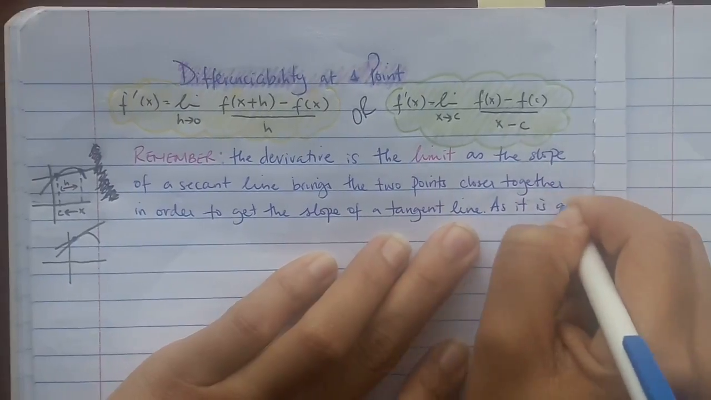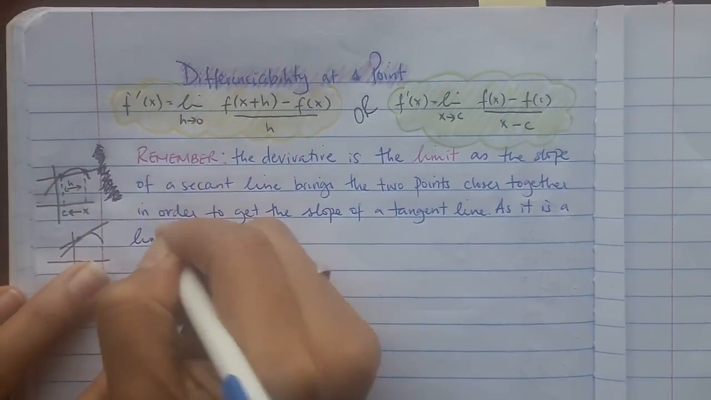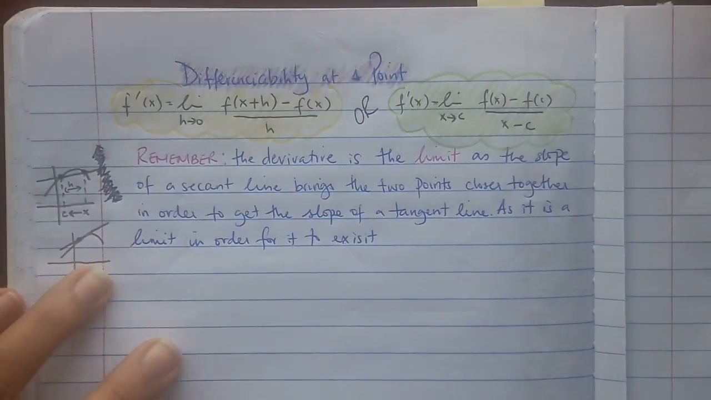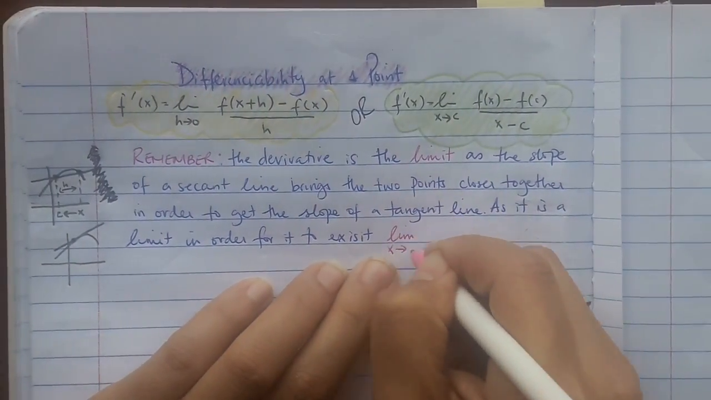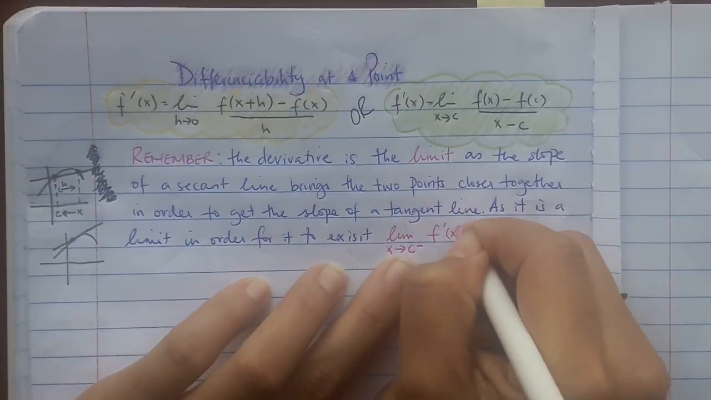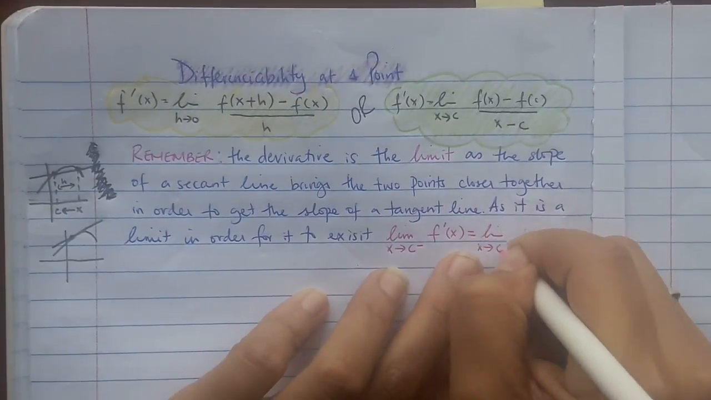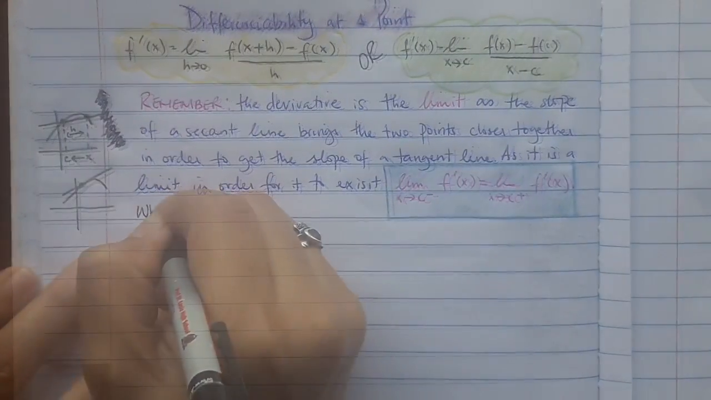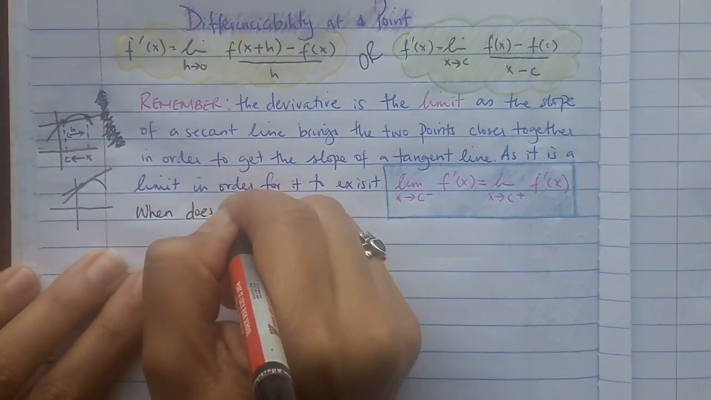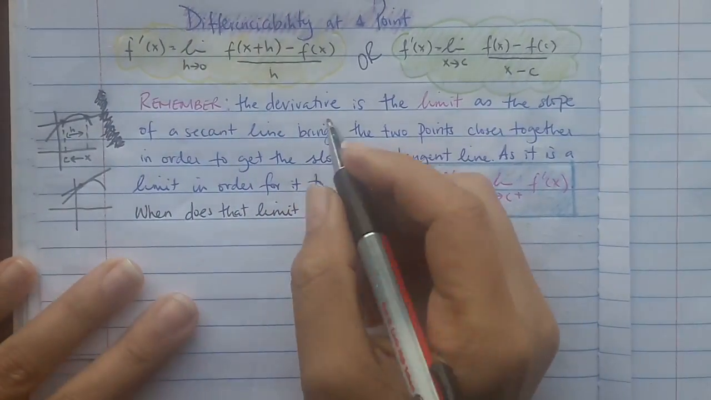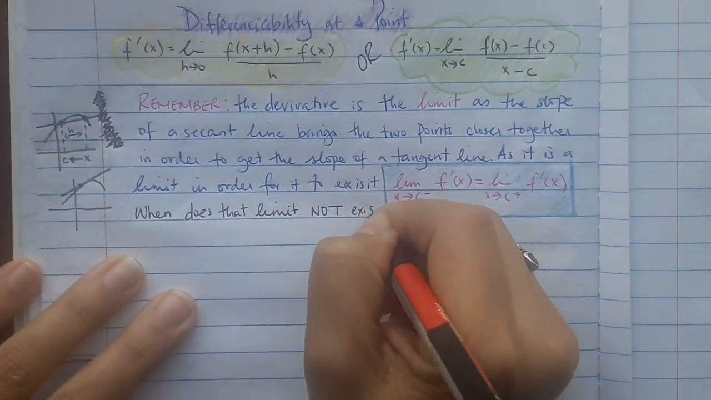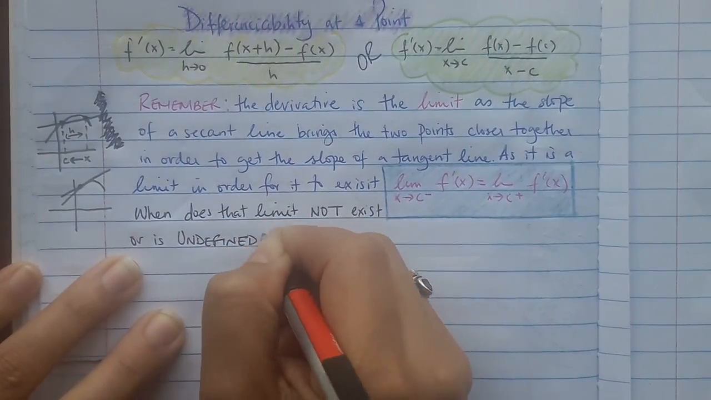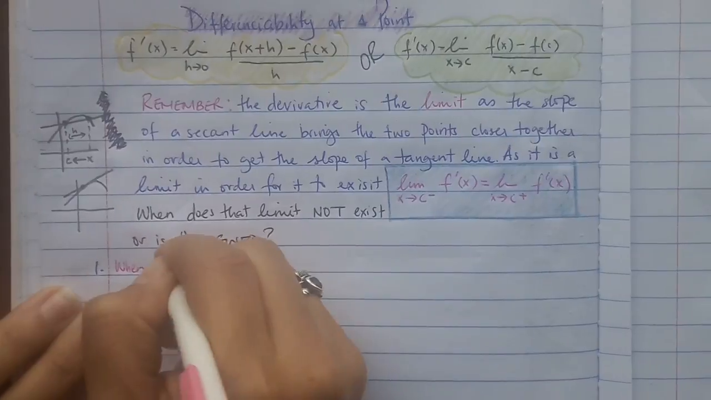Alright, so as it is a limit, in order for it to exist, the limit as x goes to c from the left of our function has to equal the limit as x goes to c from the right of the derivative. So in order for it to exist, it has to be approaching from the left and right. When does the limit not exist or is undefined? This is a listening check. Box the word undefined.